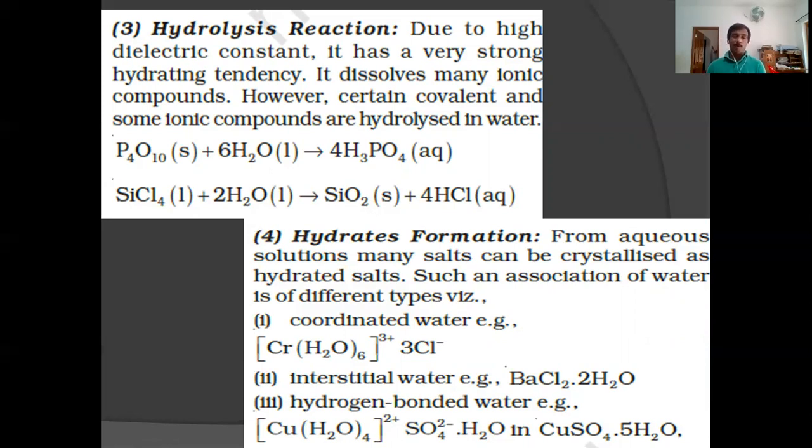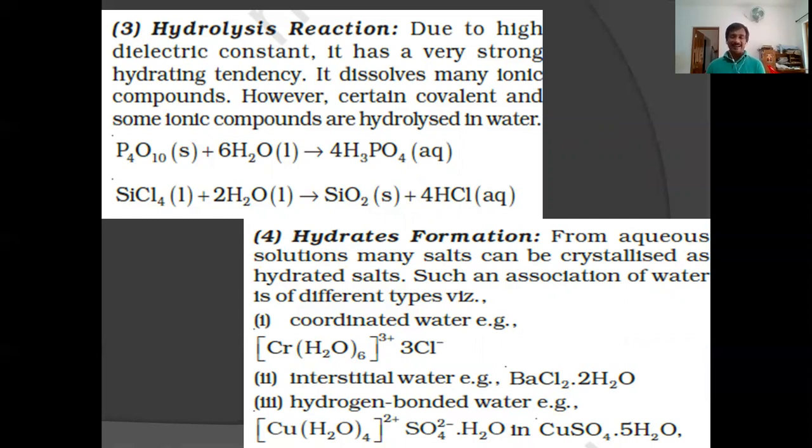An example, P4O10 undergoes hydrolysis in water, H2O, to form H3PO4, phosphoric acid. SiCl4 undergoes hydrolysis to form SiO2 and HCl. These are hydrolysis reactions. Another example, CaC2, calcium carbide, undergoes hydrolysis to form Ca(OH)2, calcium hydroxide, and C2H2, acetylene. There are a number of examples of hydrolysis.